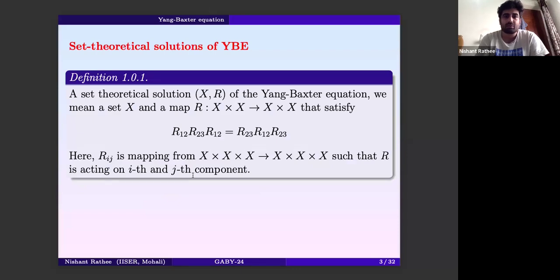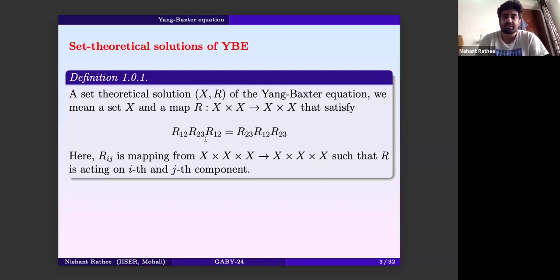So what do you mean by a set theoretical solution of a Yang-Baxter equation? Suppose you have a map R from X squared to X squared, then you can define a map from X cubed to X cubed, like we usually do in tensor products by doing R tensor ID. Here we just do R cross ID. So we can define R12 by R acting on the first two components while the last component remains as it is. Similarly, R23 is defined by R acting on the last two components while the first component remains as it is.